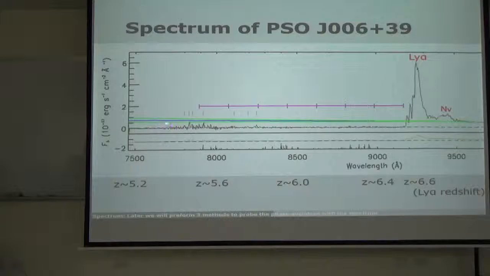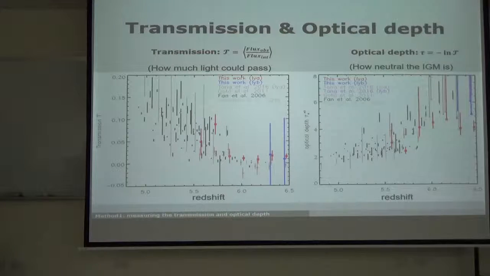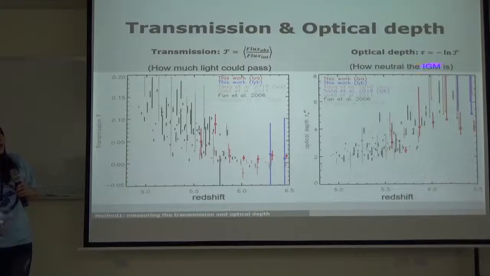This green and blue line is the continuum I fit using the wavelengths here. Then I measure the transmission in these redshift bins, and this is the result. As we can see, there is a sudden drop of the transmission at redshift about 5.8, and it shows the end of cosmic reionization. And here are the corresponding optical depths.